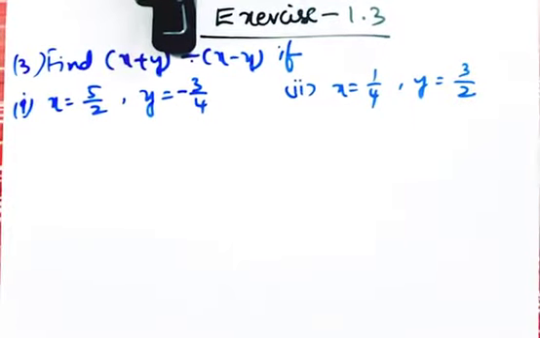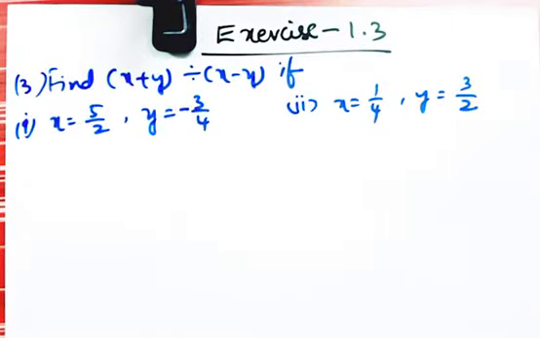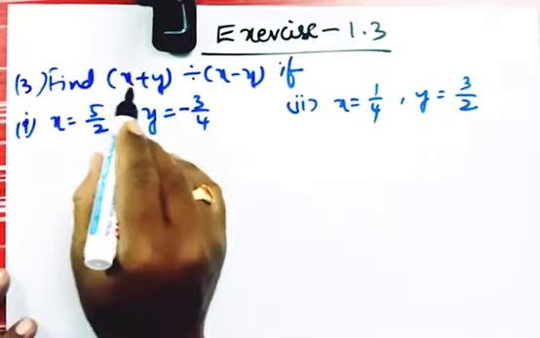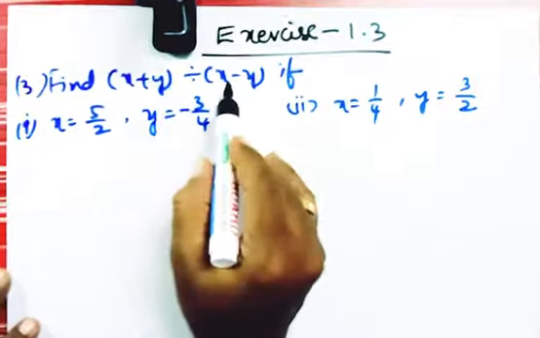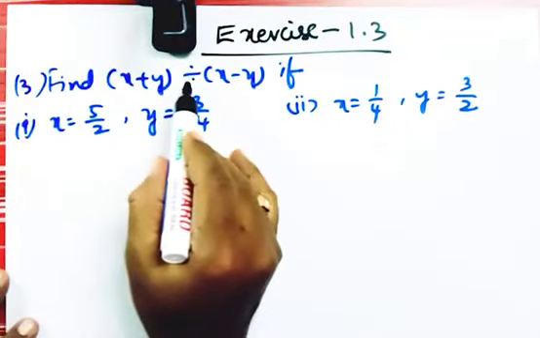Next problem, we are finding the value of (x plus y) divided by (x minus y), if x is equal to 5 by 2 and y is equal to minus 3 by 4. That is the first question. Here you should find x plus y first, and again you should find x minus y. After getting both answers, you can divide.